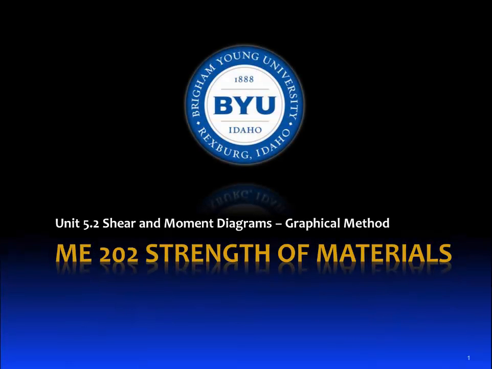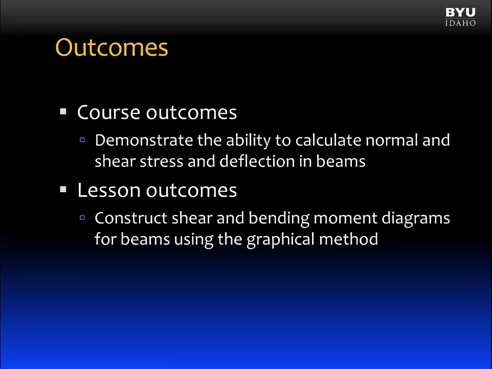Unit 5.2, Shear and Moment Diagrams by the Graphical Method. The course outcome we've been focused on in this unit is to demonstrate the ability to calculate normal and shear stress and deflection in beams. In this lesson, our outcome will be to construct shear and bending moment diagrams for beams using the graphical method.